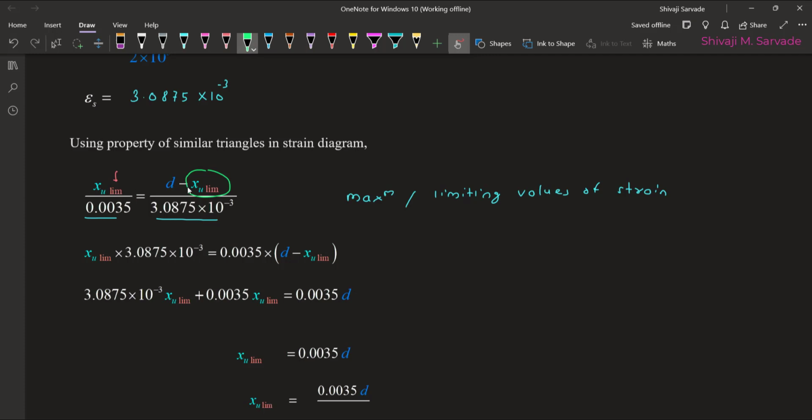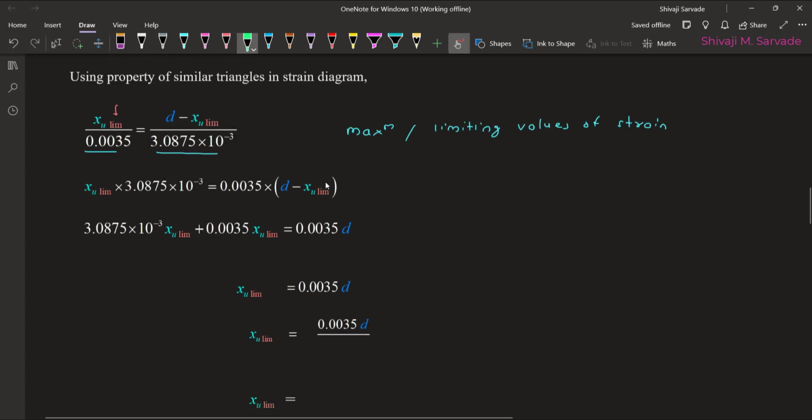So what I have to do is simplify this equation. I can send this here and send this here. So Xu limiting into 3.0875 into 10 raised to minus 3 is equal to 0.0035, which is this term, into D minus Xu limiting. If I multiply, this gets multiplied to this as well as this. So we have 0.0035 D as well as minus 0.0035 into Xu limiting.